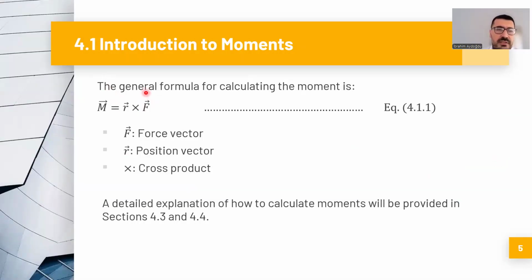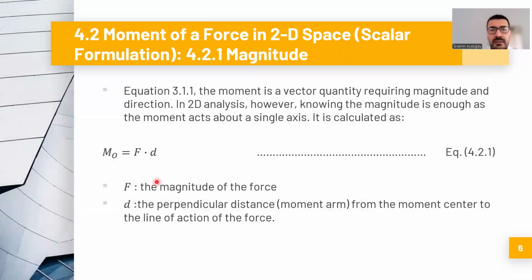But in the general case, moment has a vector form. It can be calculated by taking the cross product of the position and force vectors. Right now, I don't want to go into detail. Detailed explanations will be provided in later sections. Now let's concentrate on the moment of a force in 2D space.